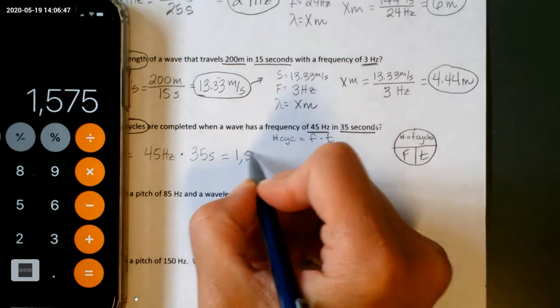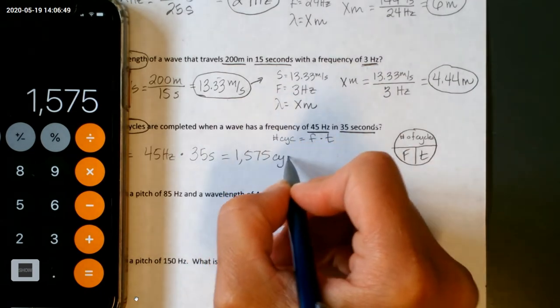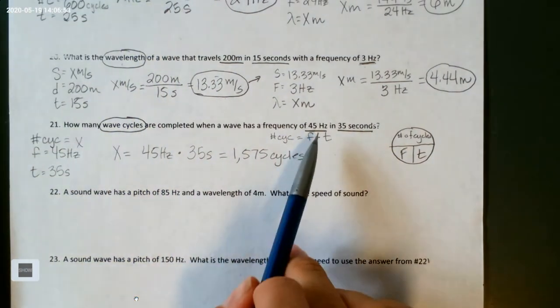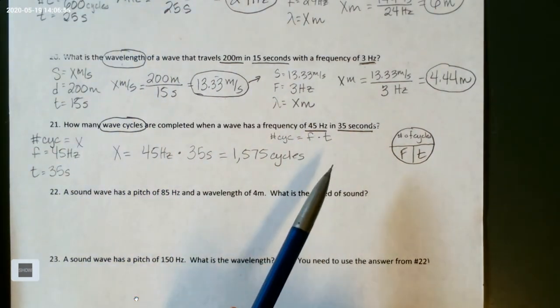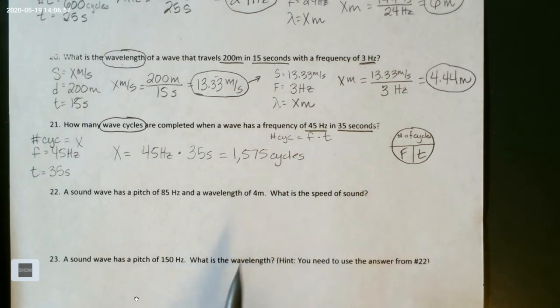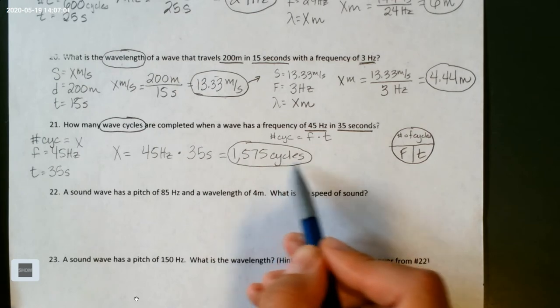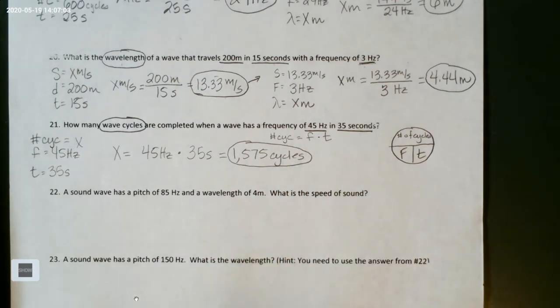So it's 1,575 cycles completed when it has a frequency of 45 hertz. Okay, so that would be our final answer there. And notice the label isn't a unit. I just called it cycles because that's what it is.